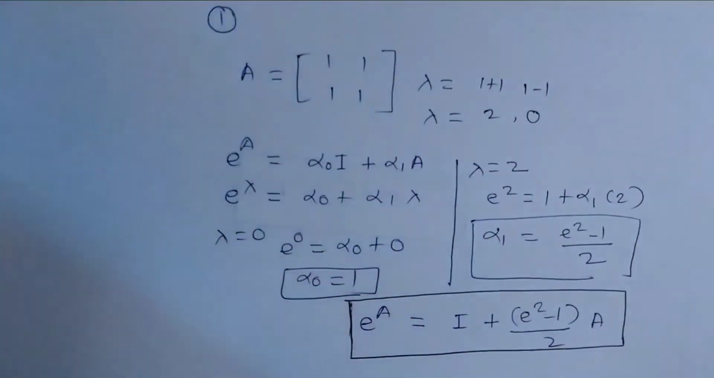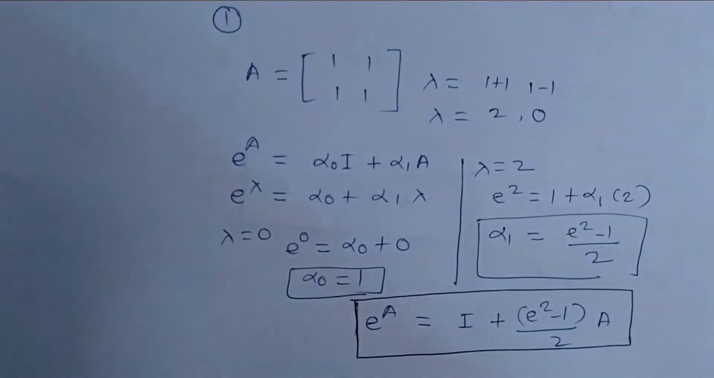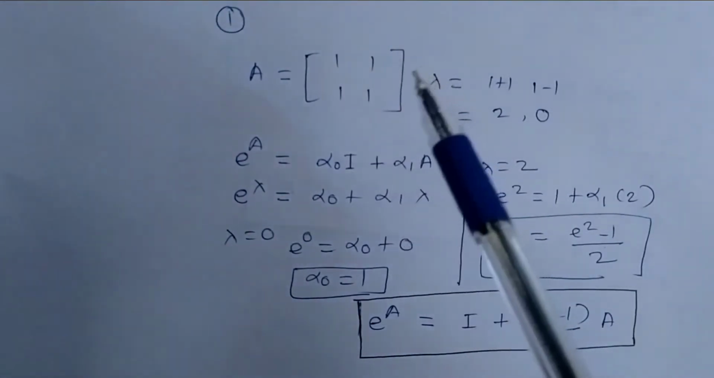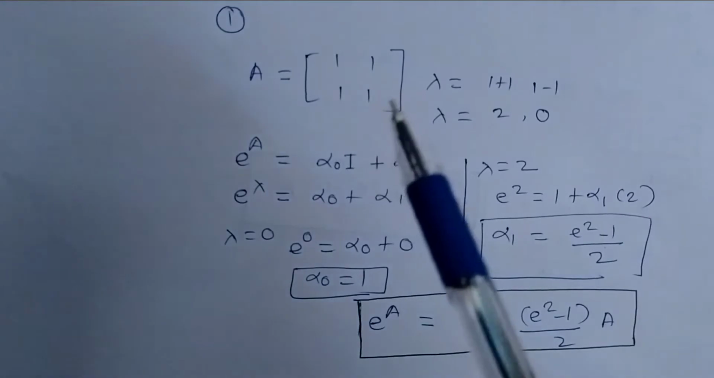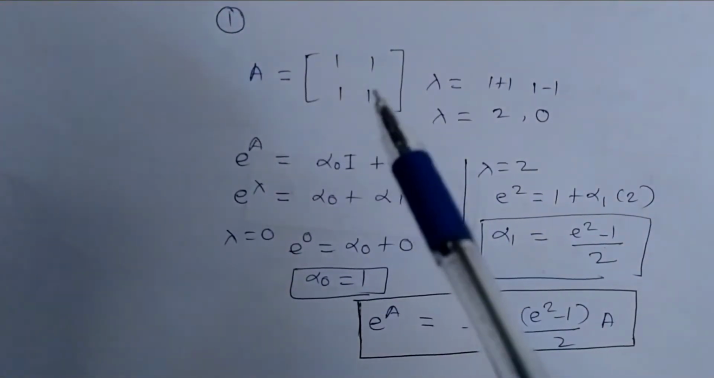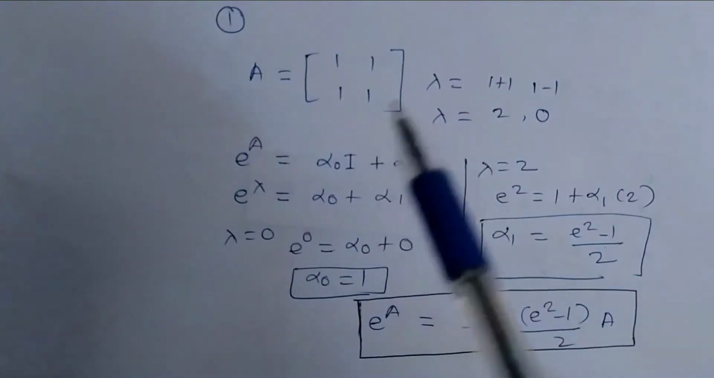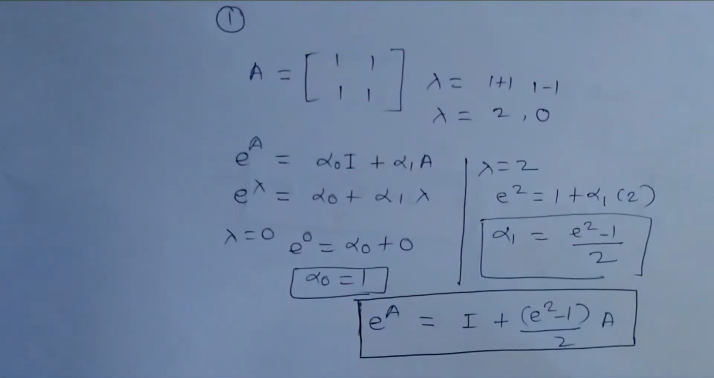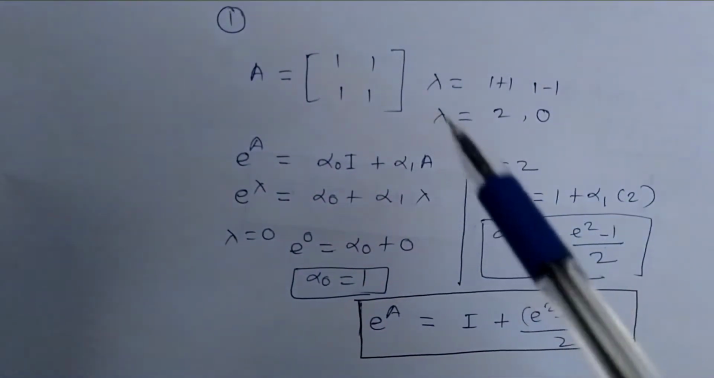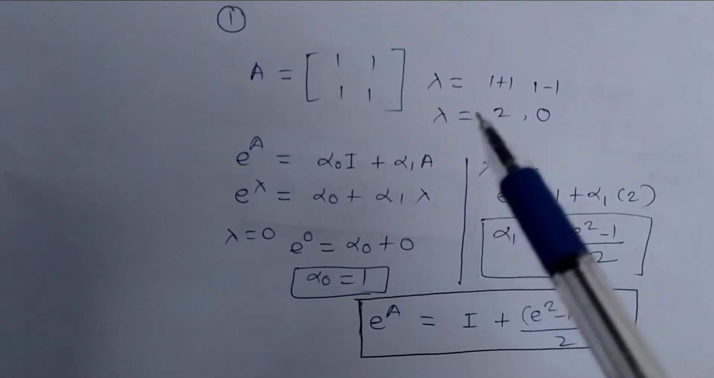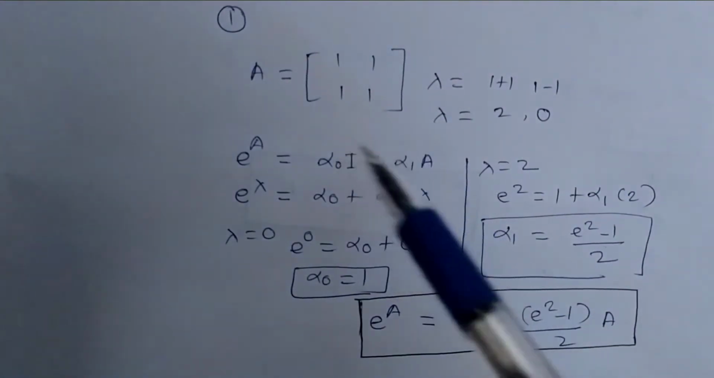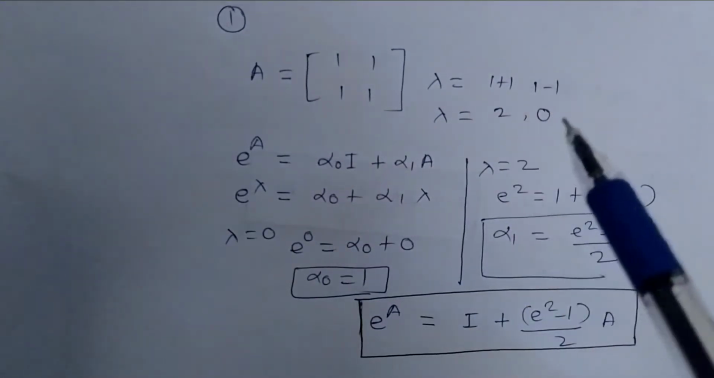So first we take some examples, that is example number 1. The matrix A is equal to 1 1 1 1. Here the trace of this matrix is 1 plus 1, 2, and the determinant of this matrix is 0. So here the eigenvalues are 2 and 0. Okay, so 1 plus 1 and 1 minus 1.